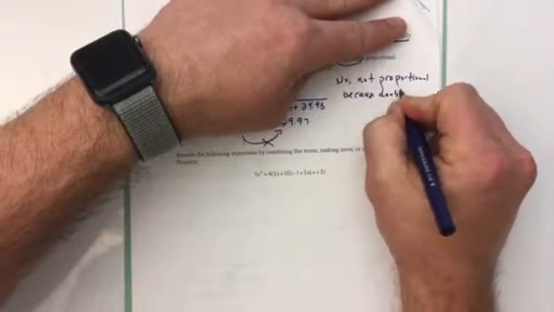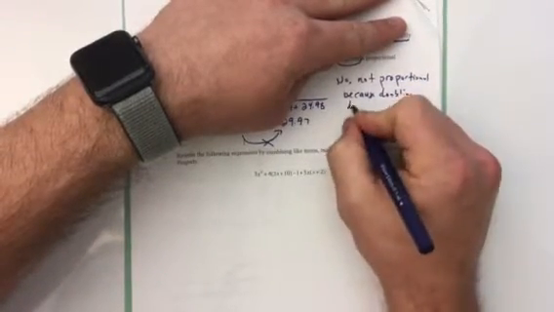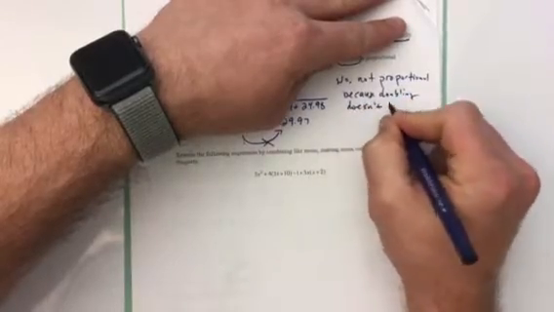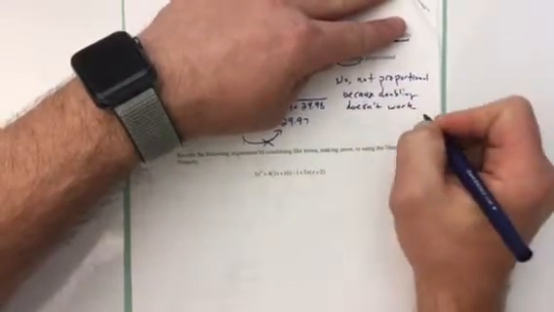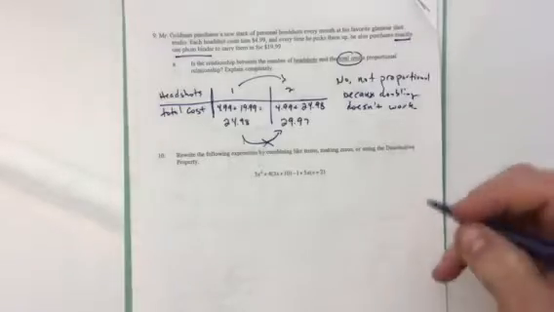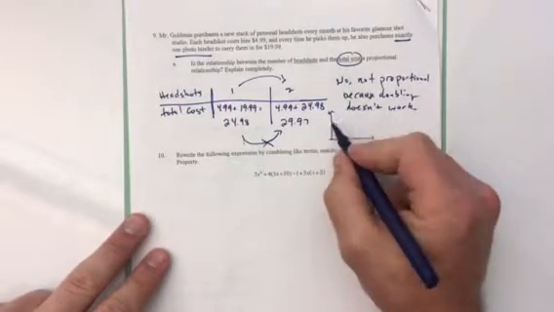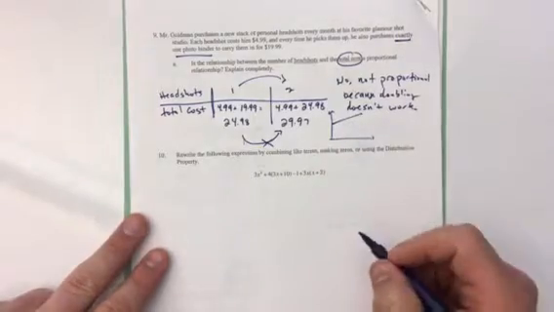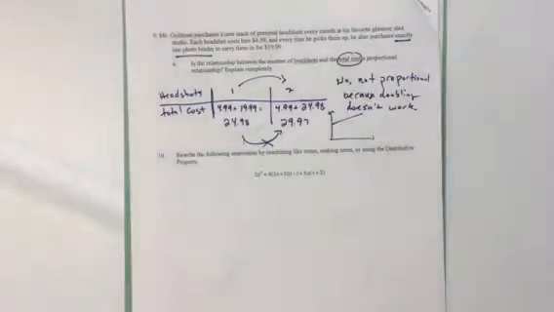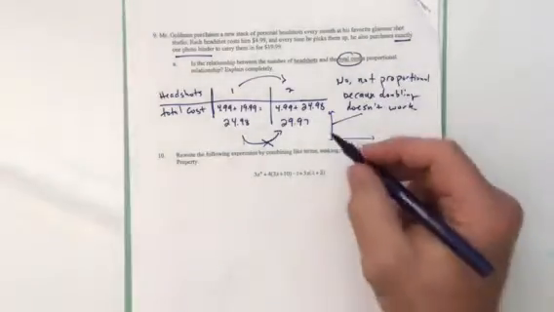Because doubling doesn't work. Right? If we looked at a graph of this situation, it would look something like this. It would be a straight line, but it wouldn't start at the origin. It would start at 19.99.